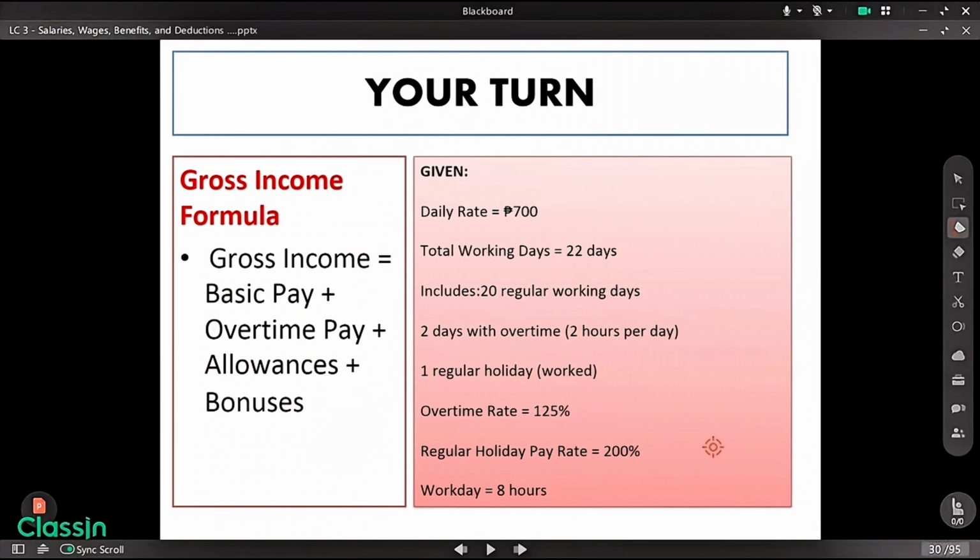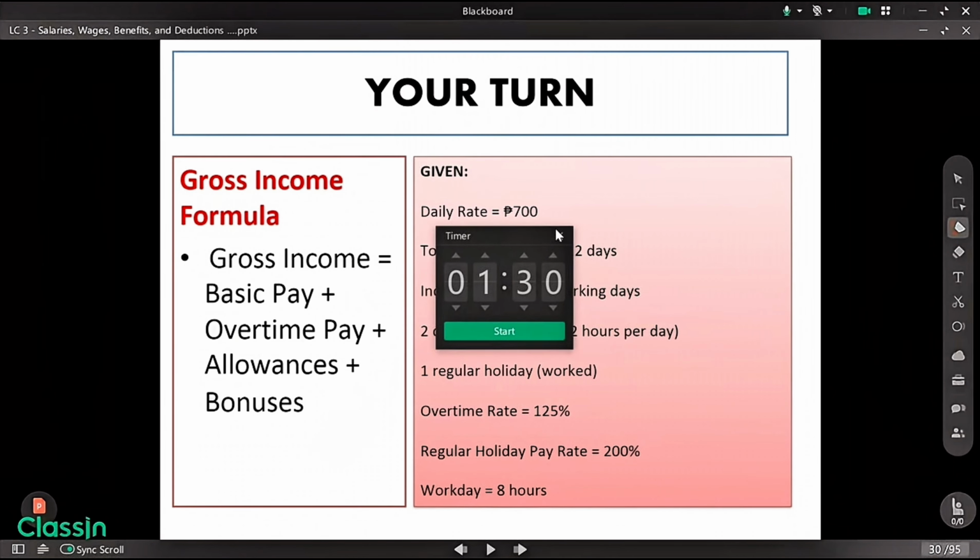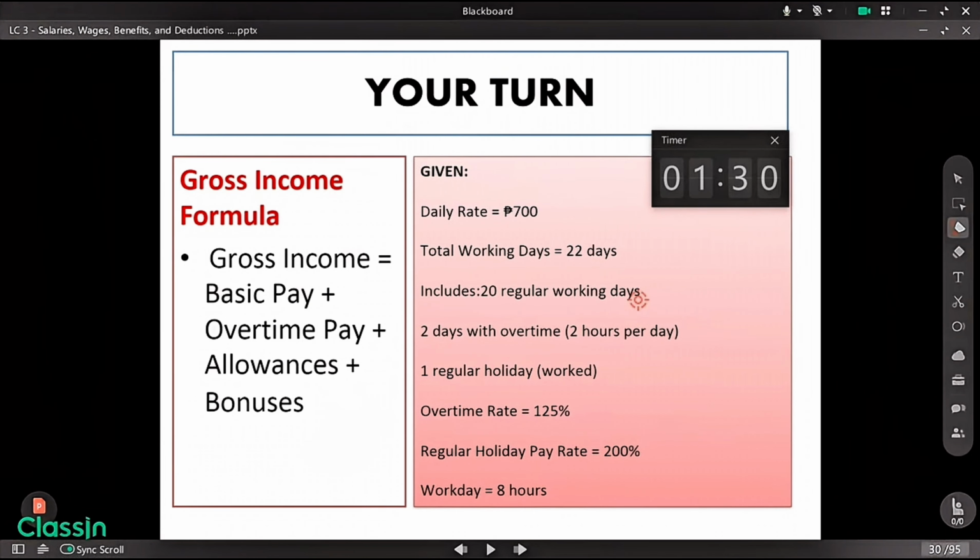Now your turn. Would you mind to do this? It's quite hard, so 1 minute and 30 seconds. Your timer starts now.